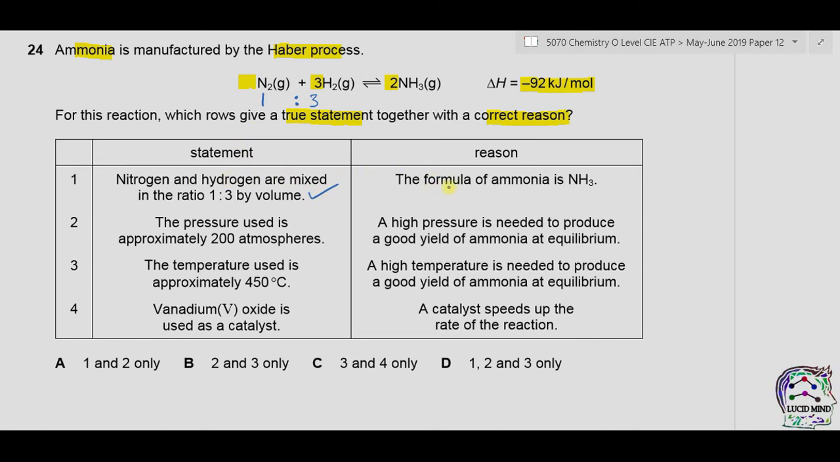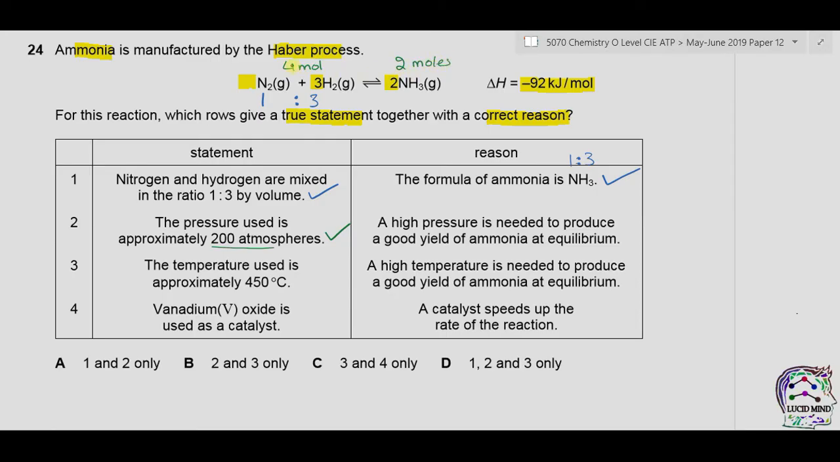The reason given is that the formula of ammonia is NH3. Now in NH3 we can see that one nitrogen atom requires 3 hydrogen atoms. So therefore this is also a true reason. Option 2, the pressure used is approximately 200 atmospheres. This is a true statement because high pressure is needed, and the reason is that a high pressure is needed to produce a good yield of ammonia at equilibrium. As in the balanced equation, we can see that 4 moles of reactants are present and they convert into 2 moles of gaseous products.